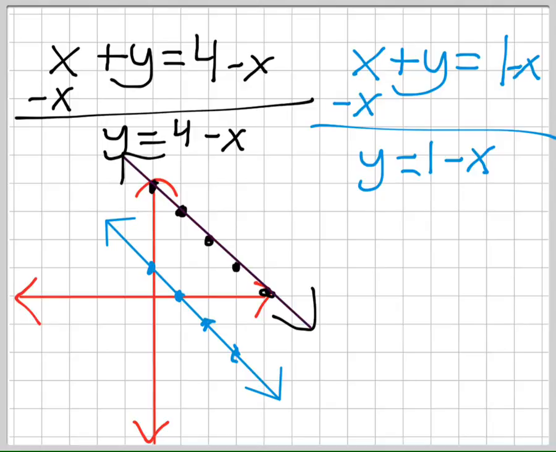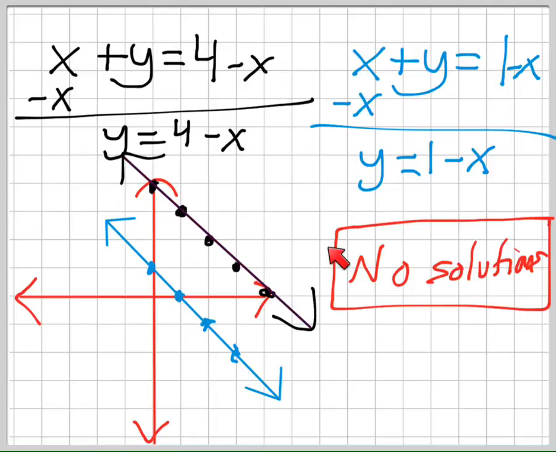So how many solutions, or how many x, y answers do you think there are that work for both this equation and this one? Since they never cross, there are no solutions to this system. Because they never cross. Okay? They never intersect each other. There's no solution. They never intersect, so there's no solution.